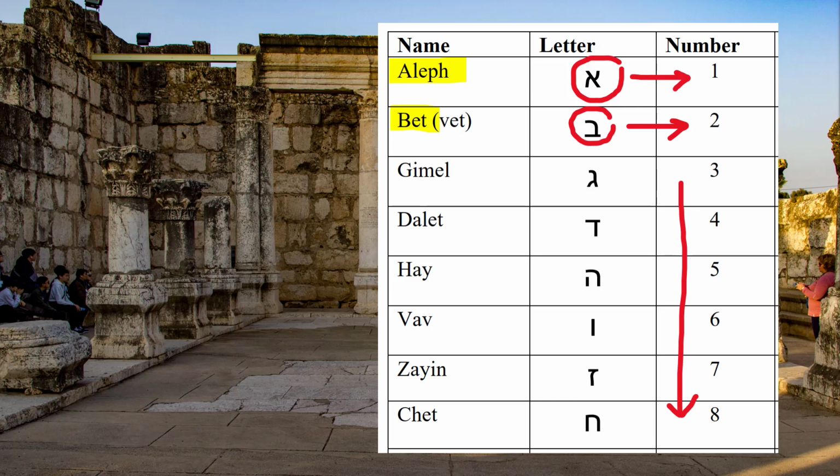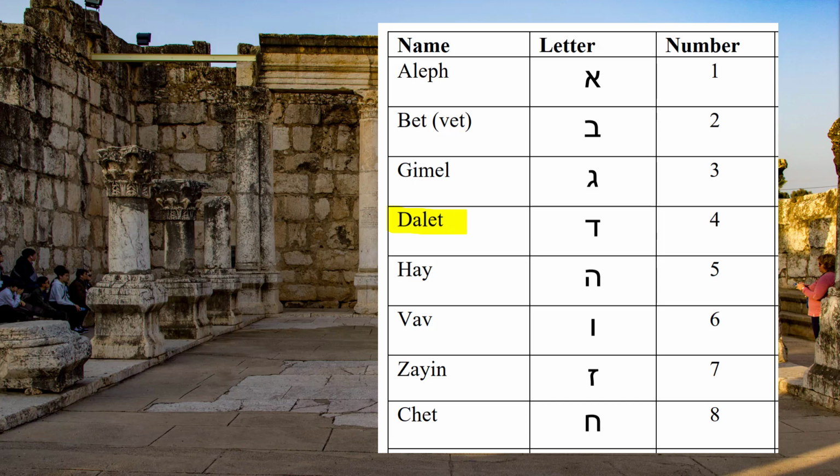Now, what if we then take David? Take the name David. So David, there's no vowels used, it's consonants, Dalet, D, equals, that's a four, then a Vav, so D, V, D, Vav equals six, and then you would have another four.